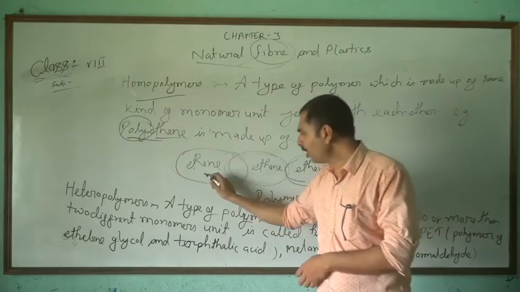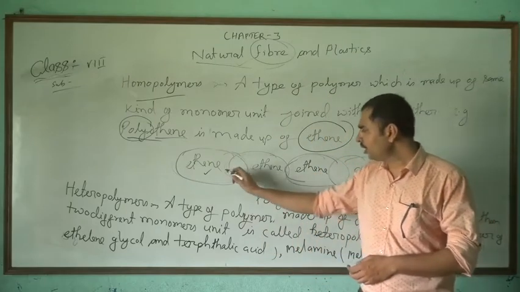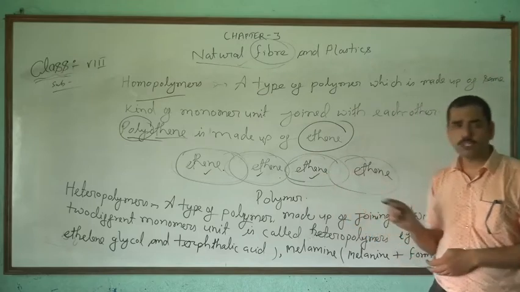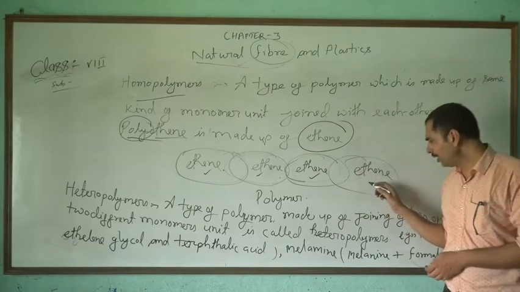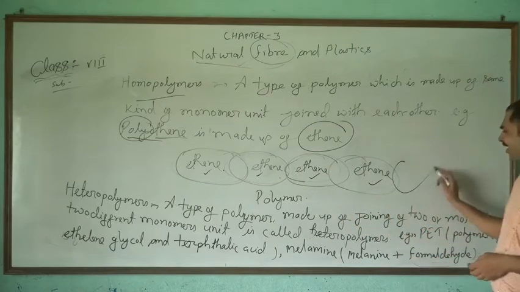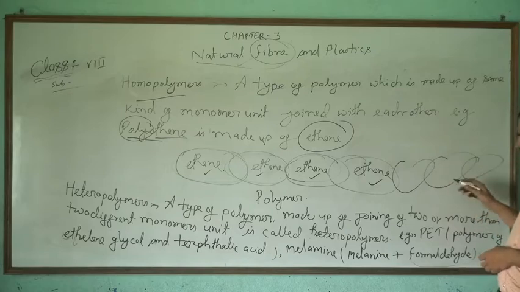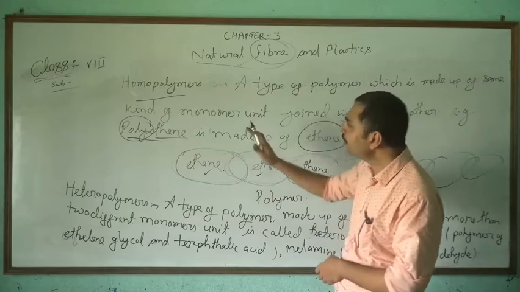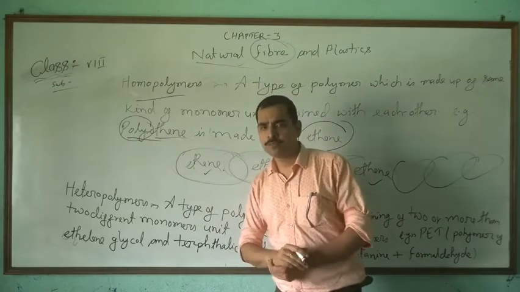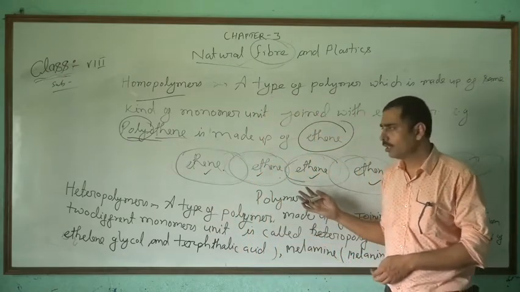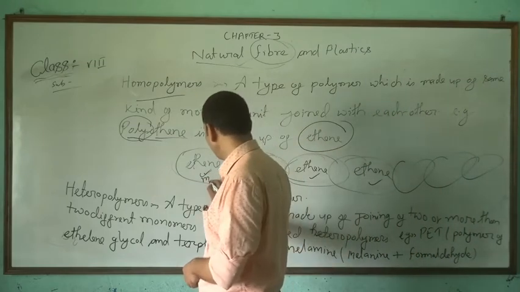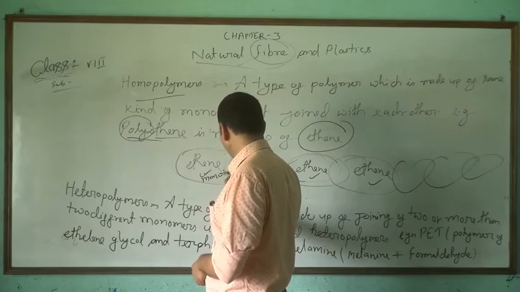Suppose that this is one ethylene. When one ethylene is joined with another ethylene, this is also joined with another one, and this is also joined with another. This is a linear chain propagating throughout. This whole arrangement is called the polymer, polyethylene. And here the monomer unit is ethylene. Ethylene is the monomer unit.